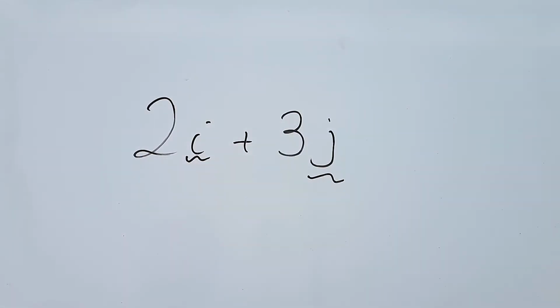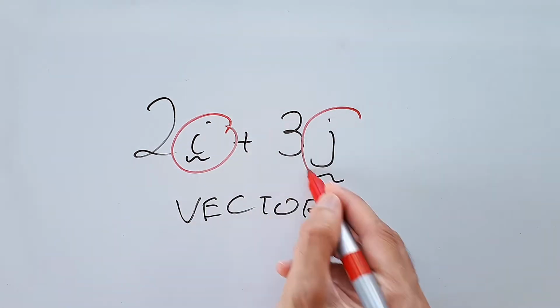2i plus 3j is known as a vector. But what is that? Today, let's try to answer that question and also talk about what i and j represent.